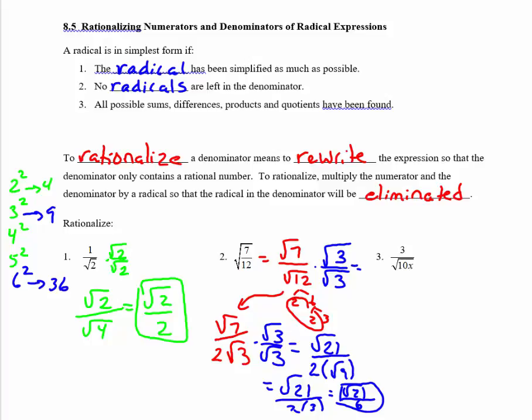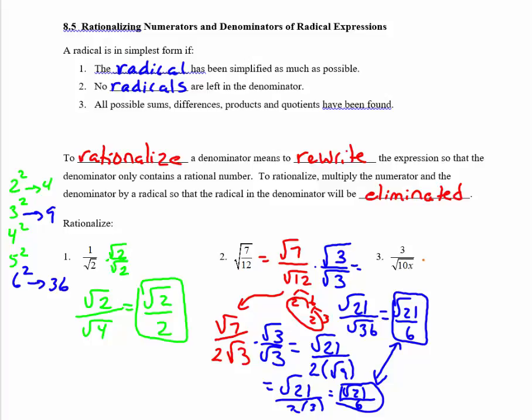So on top, 7 times 3 is 21, so we get the square root of 21. And on bottom, 3 times 12 is 36, and we know the square root of 36 is 6. So we end up with the square root of 21 over 6. Same answer, just a different way to get there. So you can decide if you want to simplify first and then try and rationalize, or just go ahead and start rationalizing. So for number 3, we have 3 over the square root of 10x.